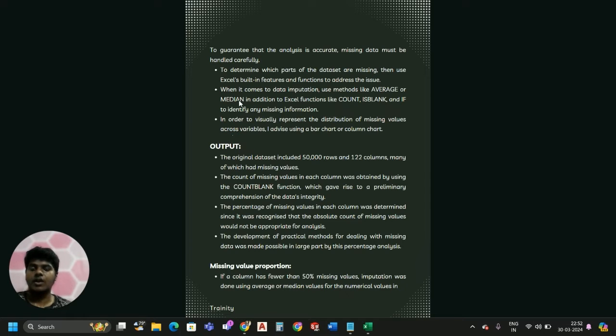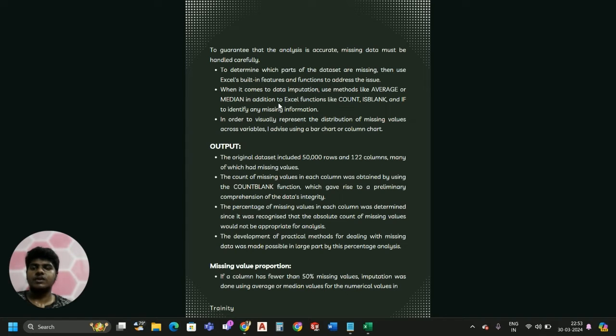Upon analyzing the data, we have uncovered several missing values in the 122 columns and 50,000 rows of the original dataset. The COUNTBLANK function was used to determine the number of missing values in each column, leading to an initial understanding of the data's integrity. It was realized that the absolute count of missing data would not be suitable for the analysis. Hence, the percentage of missing values in each column was calculated. This percentage analysis played a major role in developing workable strategies for handling the missing data.